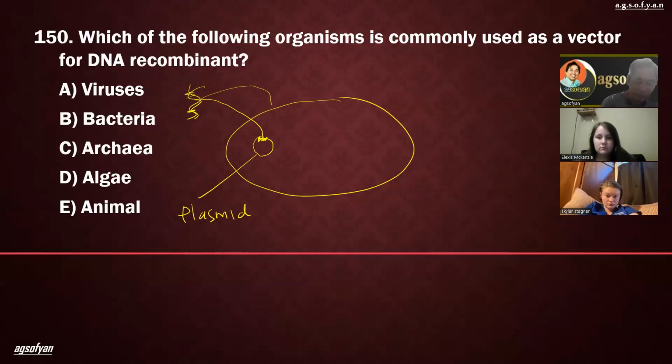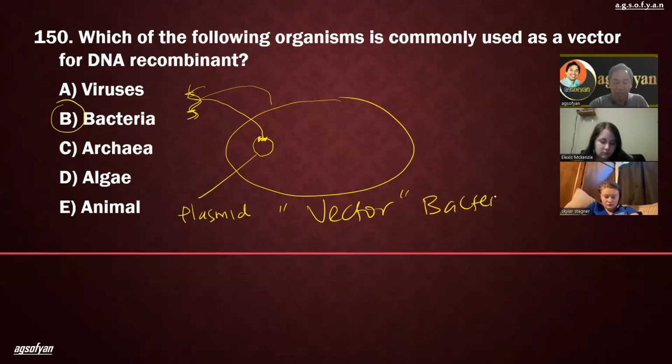For example, if it's the gene for insulin, then this vector will be able to produce insulin. So which one is that? What is the correct answer? C. I thought it would be a bacteria. That's bacteria. It should be bacteria. So bacteria is the vector. Just remember, the main vector for DNA recombination is bacteria.